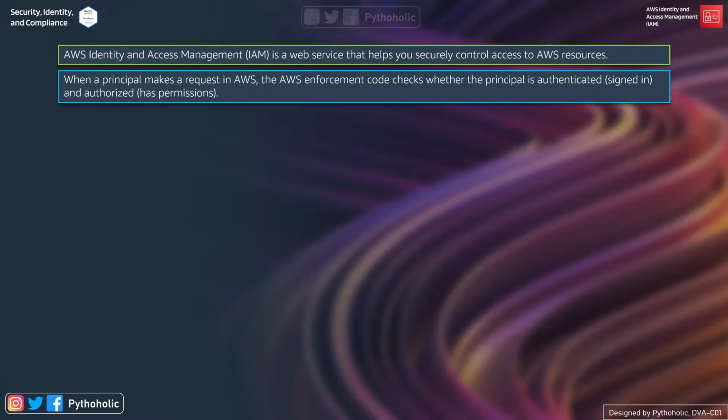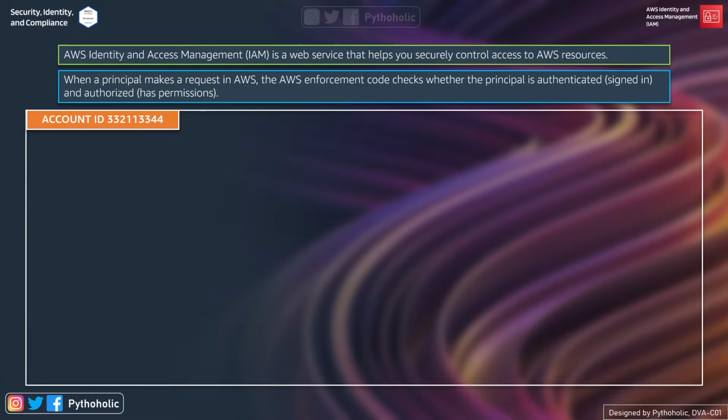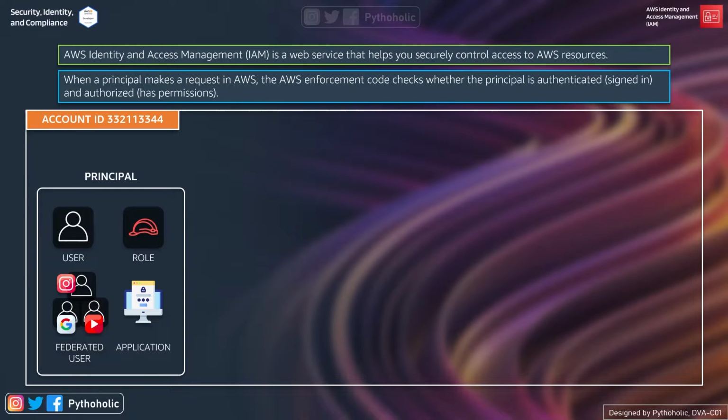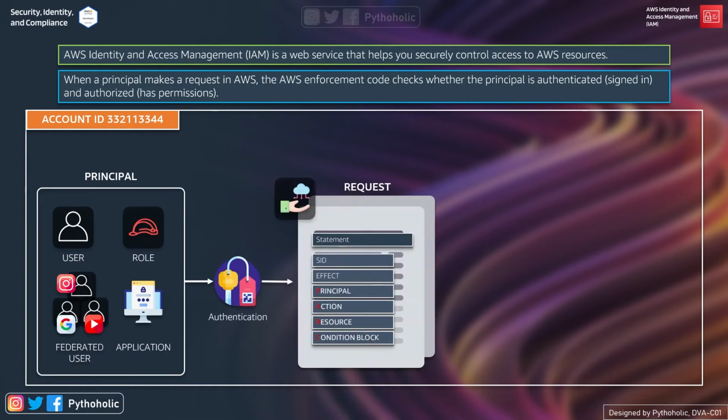So I hope this is clear to all by now. Let's suppose this is your account and this is your principal. And as I already told you, it can be a user, a role, a federated user, or even an application that is sending a request to use the resources in your account. And when a principal makes a request in AWS, the AWS enforcement code checks whether the principal is authenticated and authorized. And you manage access in AWS by creating policies and attaching them to IAM identities or AWS resources.